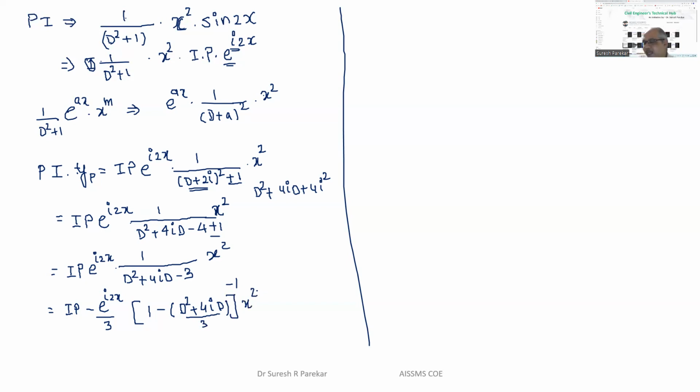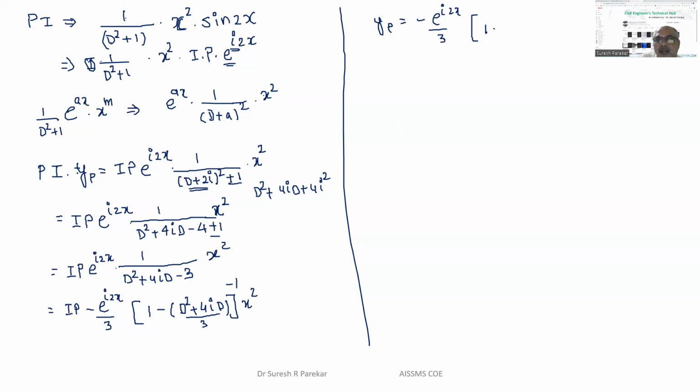So we are being in this fashion. Now we have this as minus, this as minus, so it will be plus. We have to consider it as plus. And now we will go for this yp, and that is equal to minus e raised to i2x upon 3 in bracket 1.